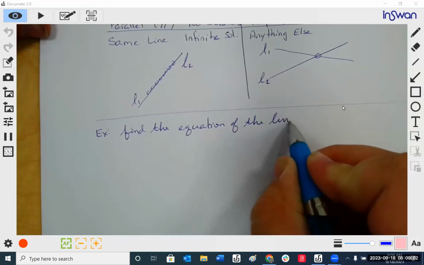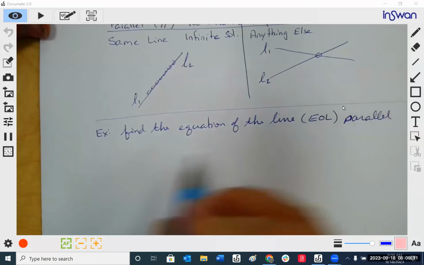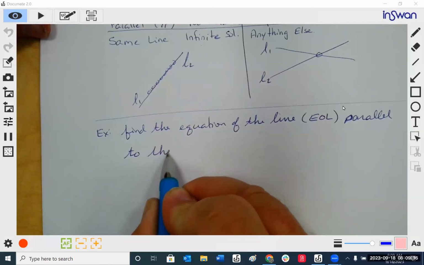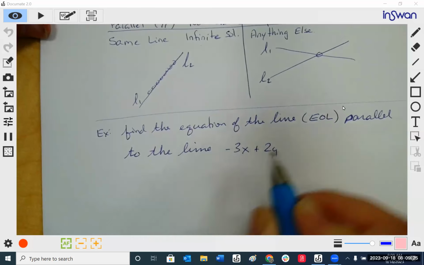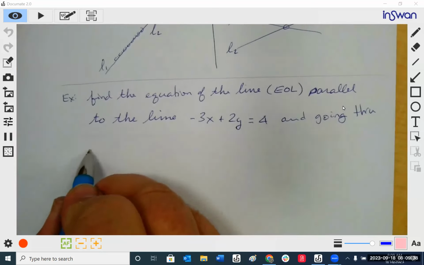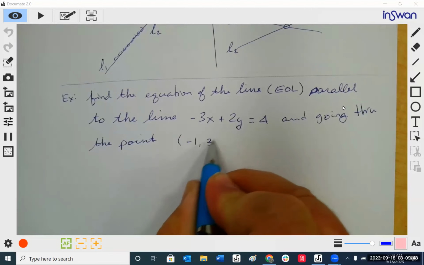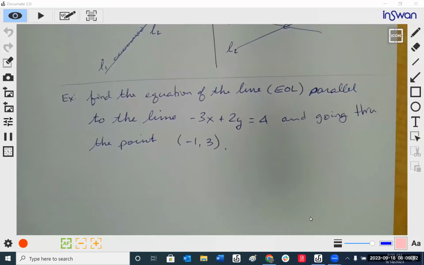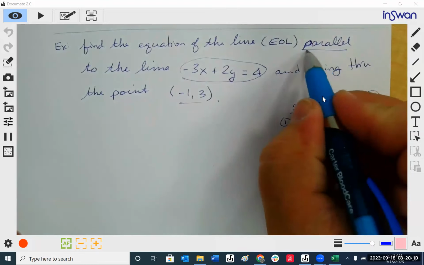Find the equation of the line, the EOL, parallel to the line and going through the point -1, 3. So we need a slope and a point. We have the point. We have an equation of a line. Our line has to be parallel to it.